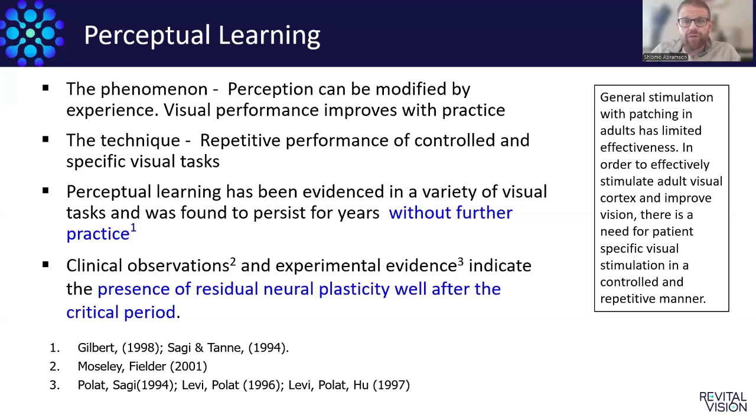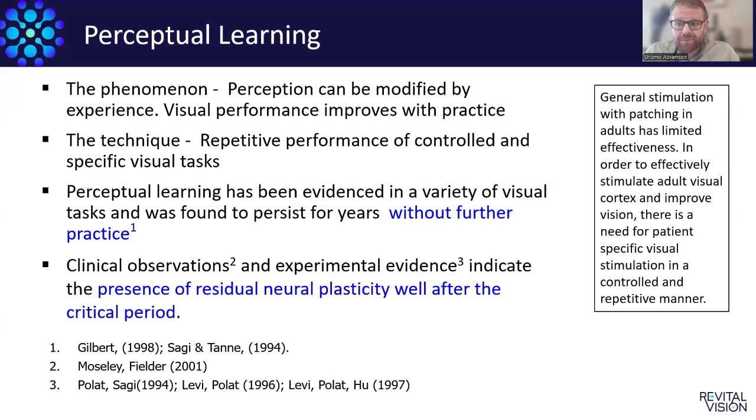Perceptual learning is RevitalVision's fourth scientific pillar. Perceptual learning is a process in which the ability of sensory systems to respond to stimuli is improved through experience. Perception can be modified by experience, and visual performance improves with practice. Perceptual learning has been evidenced in a variety of visual tasks and was found to persist for years without further practice. Clinical observations and experimental evidence indicate the presence of residual neural plasticity well after the critical period.